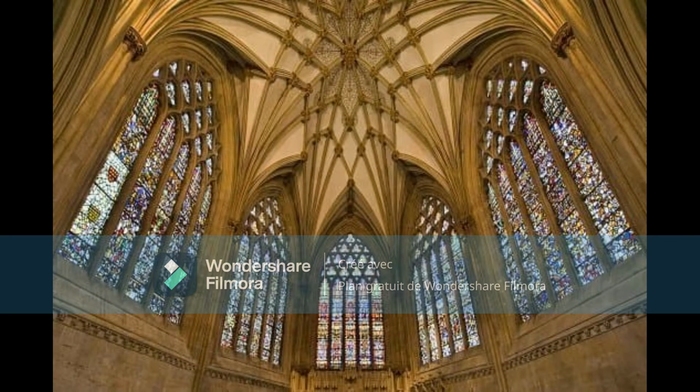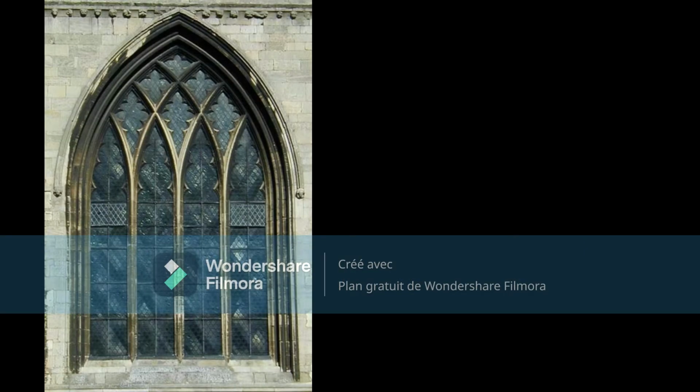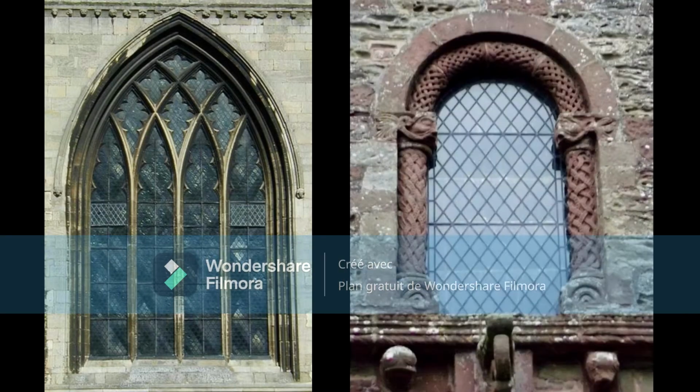Its other main characteristic is the tracery. It refers to a series of thin stone frames inlaid in window openings to support the glass. As you can see, the windows are bigger and wider than those of the Romanesque churches. It lets in more light and is more beautiful.